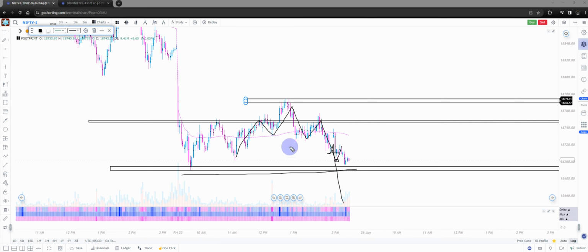Balancing is nothing but something like this, wherein the market is within a zone and remains in the zone until the next move or the next direction is decided.